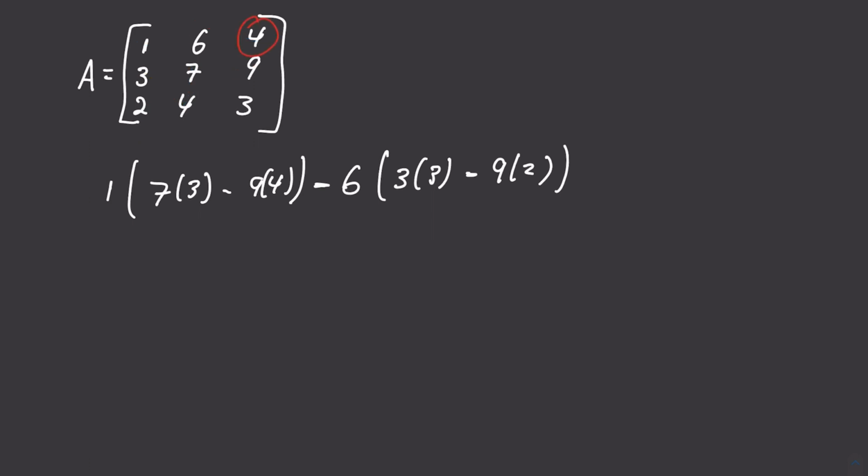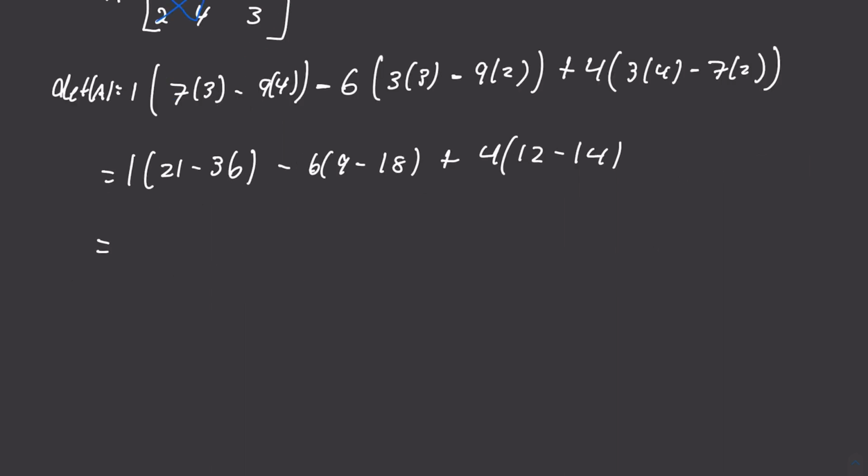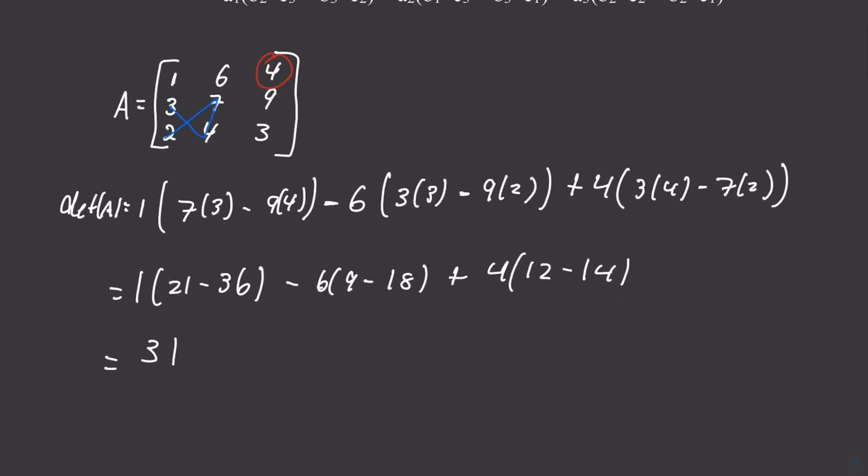Alright, now go ahead and select this top right term, and we can draw our lines once again. So this is plus 4 times the summation of 3 times 4 minus 7 times 2. And after doing some math, this does come out identical to the matrix that we had below, if you remember, was 31.